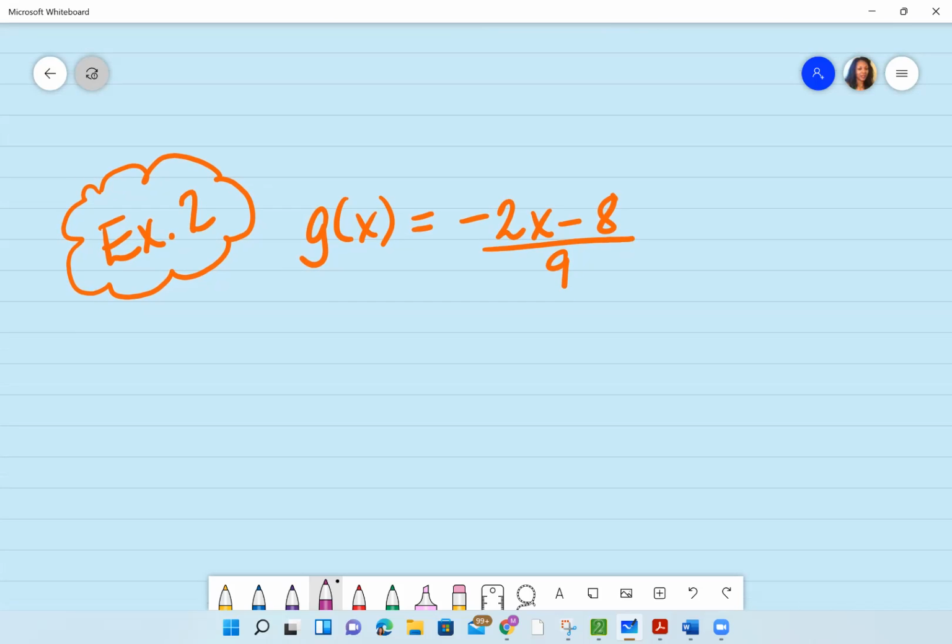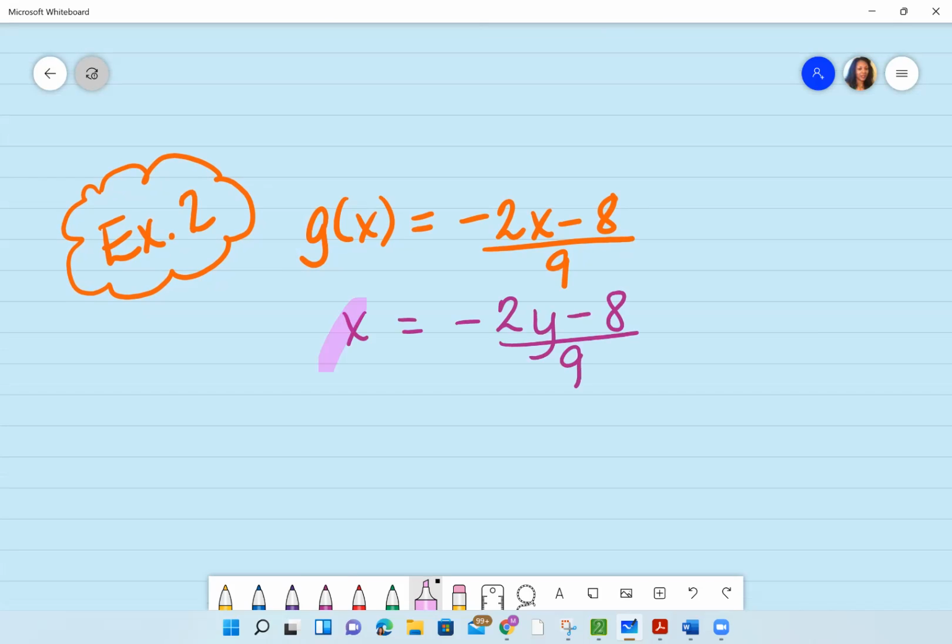I would like to go ahead and change. Now notice here, there's a g of x. It doesn't matter. g of x, f of x, h of x, it's still represented by y. So we want to change that to x. So let's do that. x is going to equal -2y minus 8 divided by 9.